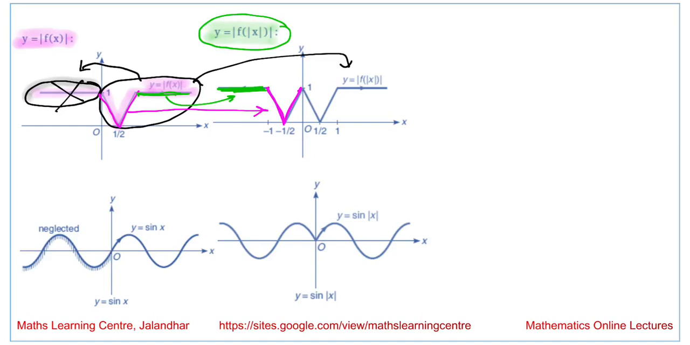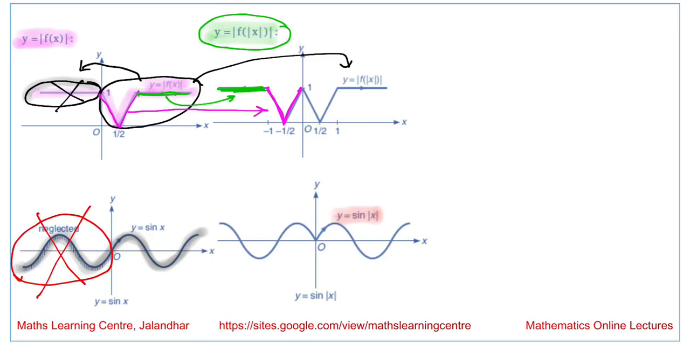Similarly, the graph of y is equal to sin x. This is the graph of y is equal to sin of x. If we have to plot the graph of y is equal to sin of mod x, the negative part we have over here, this is the negative part we have. We are neglecting this negative part.